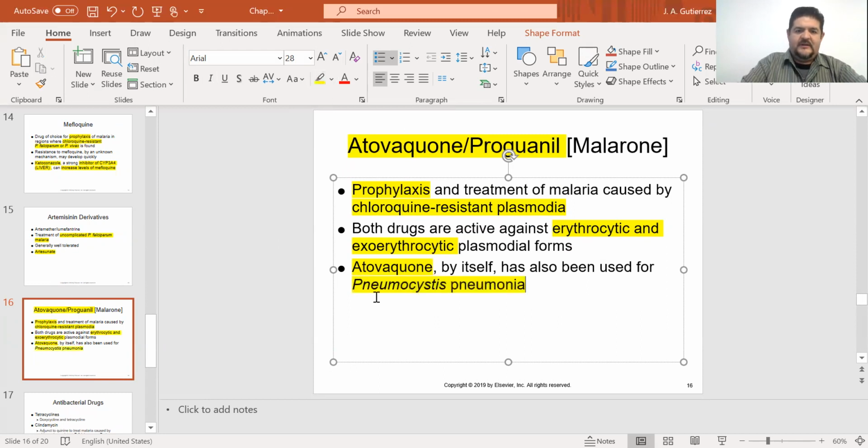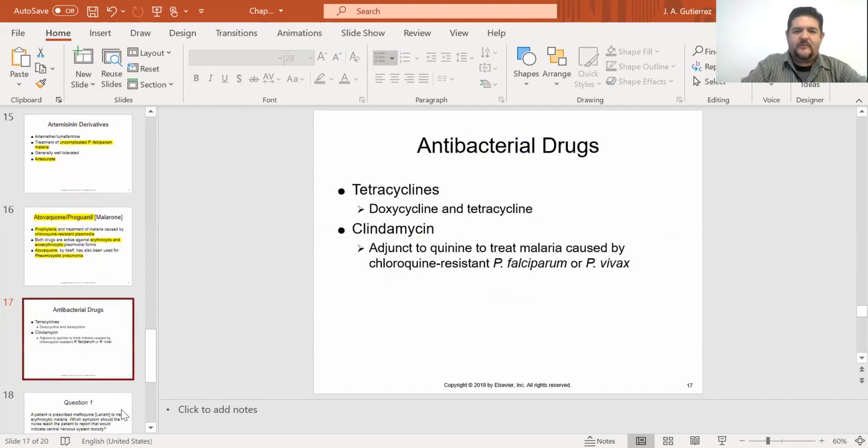We mentioned this pneumonia in the chapter of sulfonamides. And this type of pneumonia, unfortunately, is very common in patients with HIV. When we were talking about this Pneumocystis pneumonia, we mentioned that the treatment was a sulfonamide, sulfamethoxazole. But here we can add that atovaquone can also be used to treat this type of pneumonia if the antibiotic doesn't work.